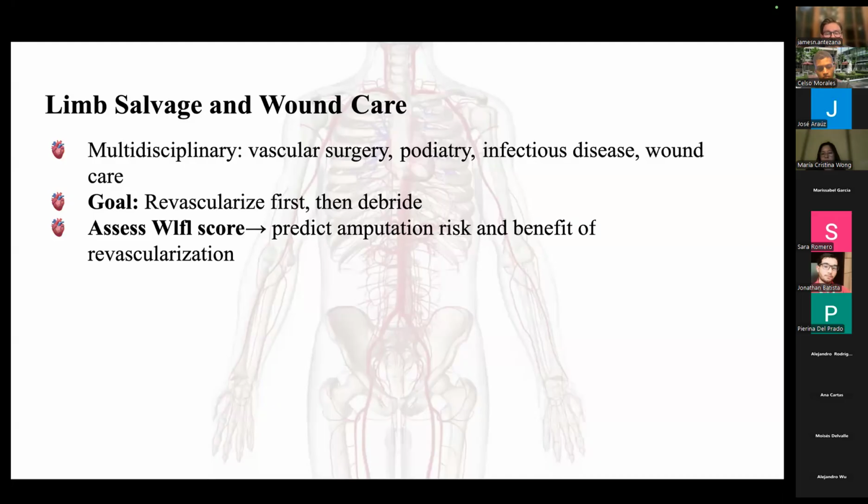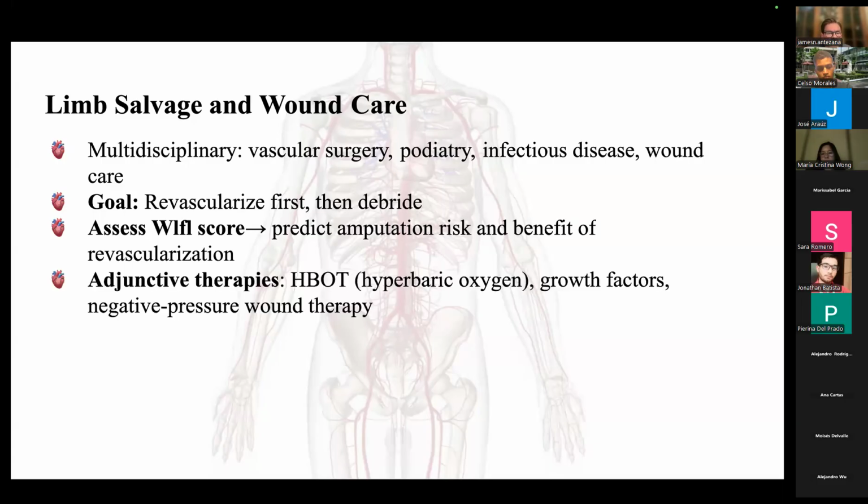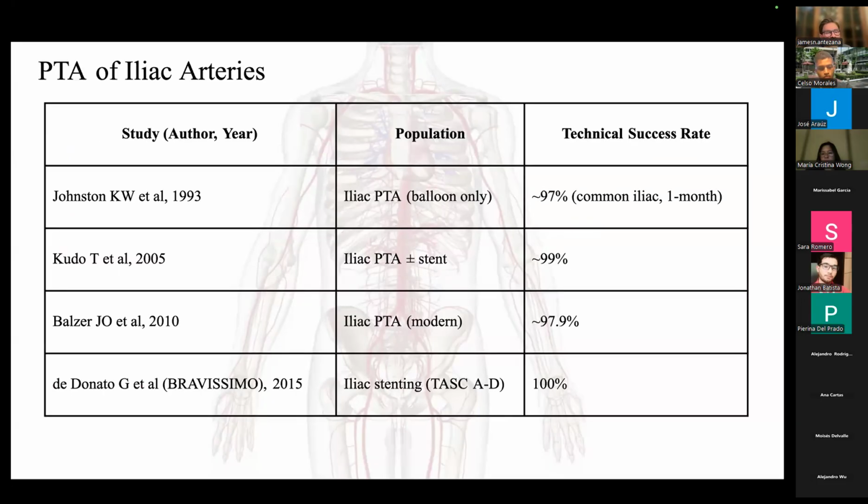Assess the WIfI score. It's very important. Helps you again predict amputation risk and the benefit of revascularization. Remember, the higher the grade, the less success you're going to have. Adjuvant therapies: hyperbaric oxygen, growth factors, negative pressure wound therapy, VAC dressings. Those all help as a co-adjuvant to your efforts in limb salvage.